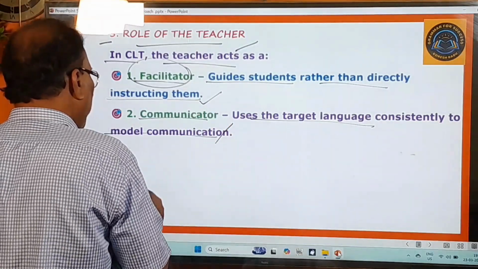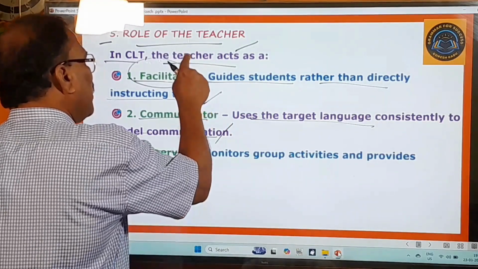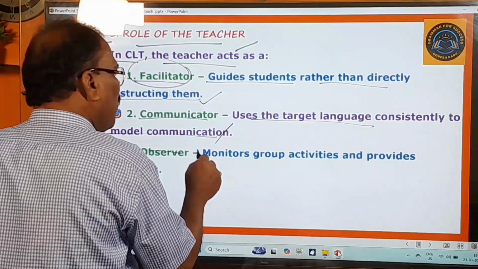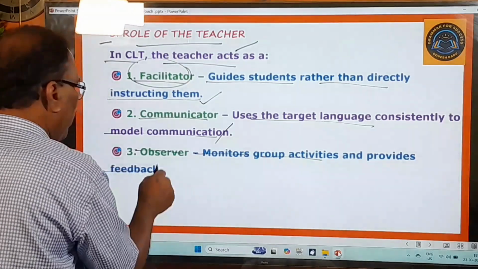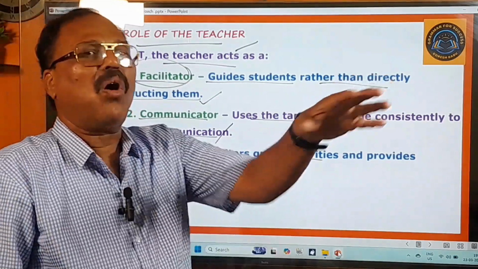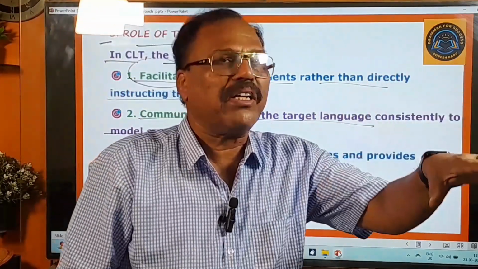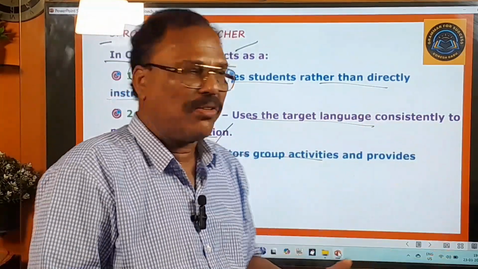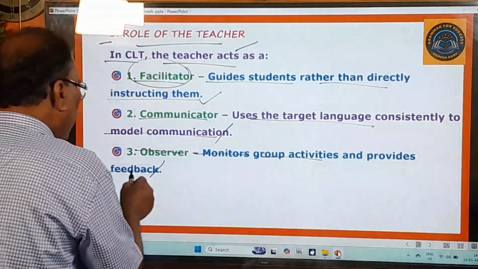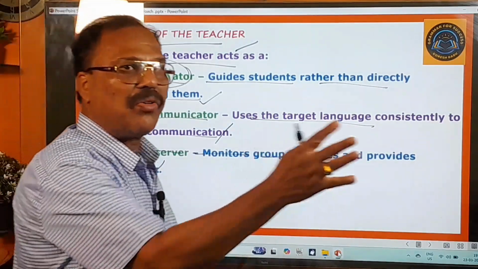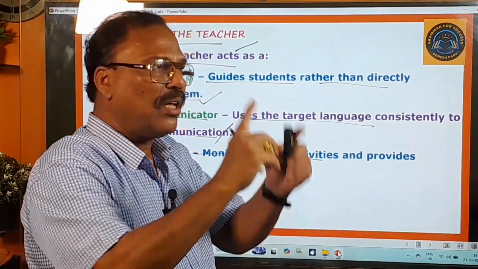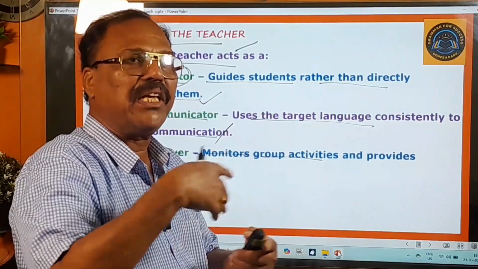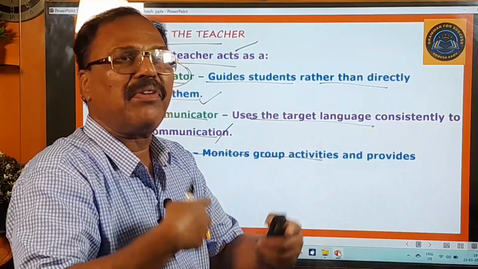Next, he will also be an observer. This teacher in the CLT classroom will be an observer. Observer means he will monitor group activities and provide feedback. He will be monitoring all the group work, pair work, jigsaw activities, and all other language activities. Who has gone wrong, who has gone right, and how the whole activity has gone, and all such things. He will give his final report. He will give his feedback.